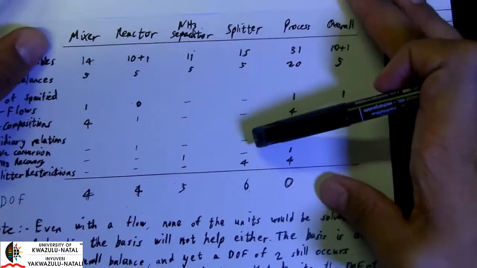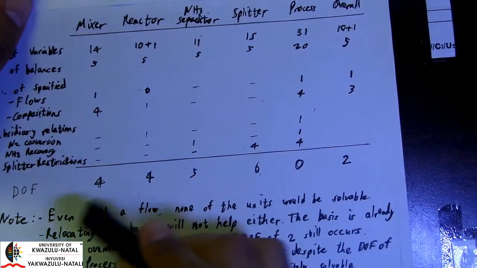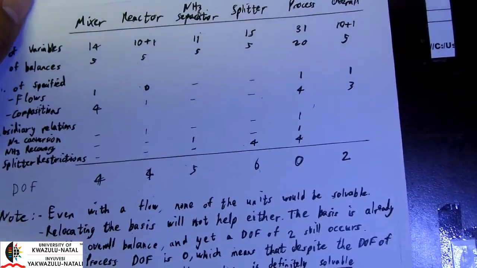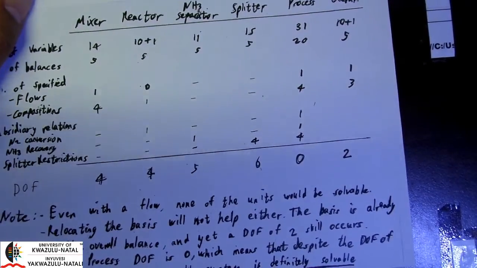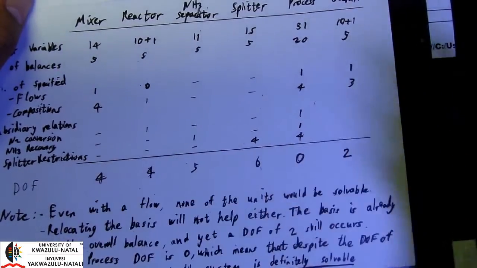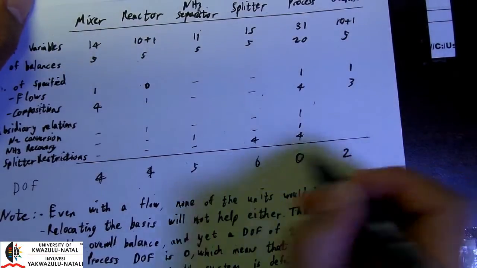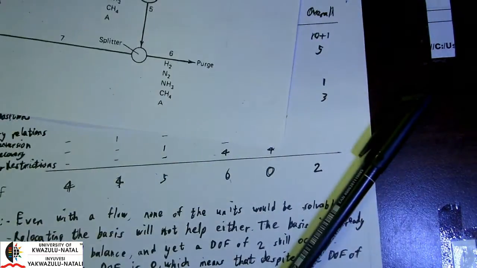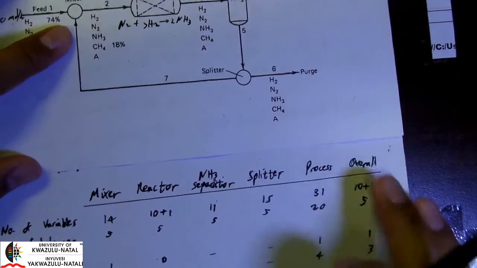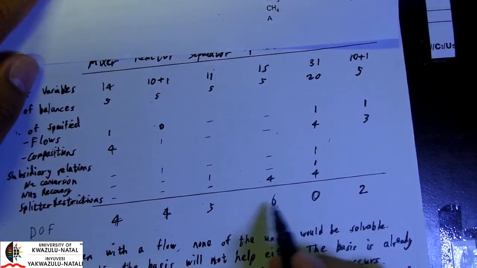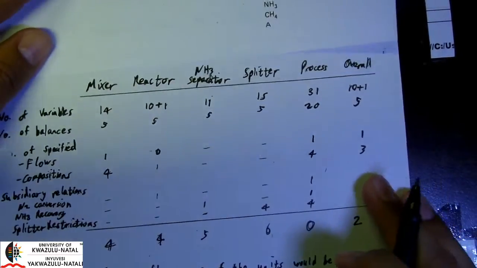However, where do we start? Okay, so we have very high degrees of freedom for all of our individual units, and we have a degree of freedom of 2 for the overall. We do have a flow, and the previous trick that we learned is that we can relocate our flow, we can relocate our basis. However, even if I move my flow rate and put a basis somewhere else, I'm still not going to get any of my degrees of freedom to be 0. So despite whatever trick we might want to try, we won't be able to get our degrees of freedom to be 0 for any of our individual units or for the overall.